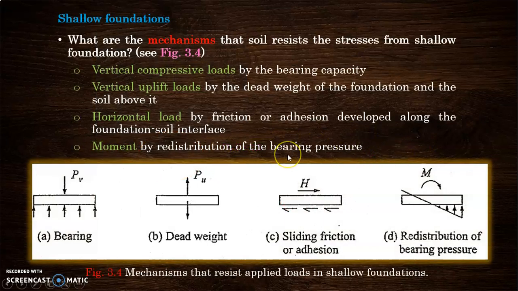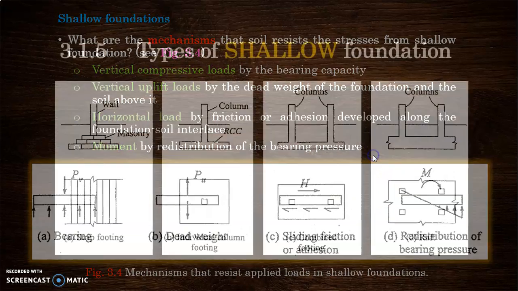The mechanisms by which the soil resists the stresses coming through your foundation are as per the forces we discussed earlier. To take the vertical forces, we have the bearing capacity. Similarly, for your dead weight, bearing capacity takes it, and for any horizontal forces coming in, it will be sliding friction at the base of the foundation. And for moment due to eccentric loads, remember we learned that in chapter 2, we could have a redistribution of bearing pressure to make it stabilize again.